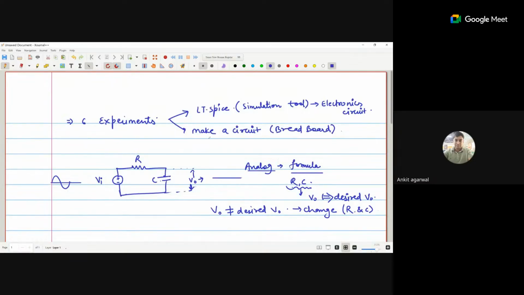Now to create a circuit on a breadboard, some components are required. I already shared the list of components that are required to execute experiment 1 to experiment 6.